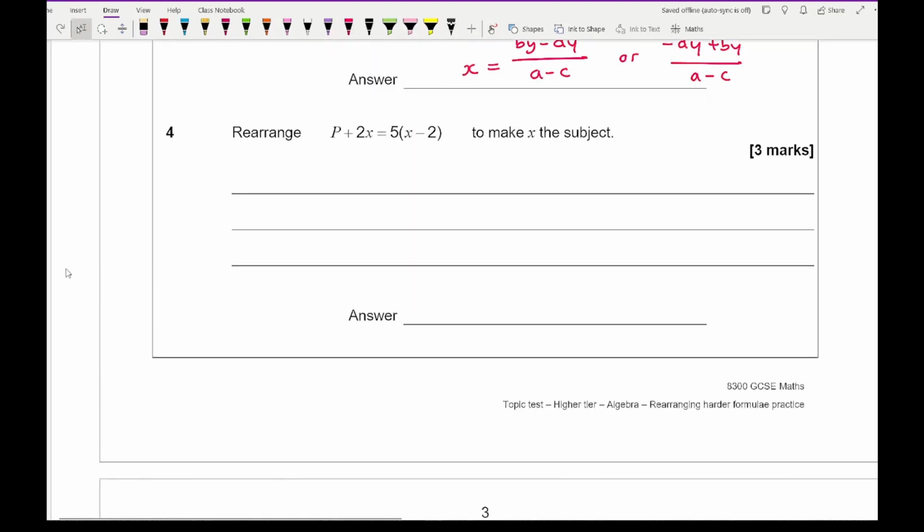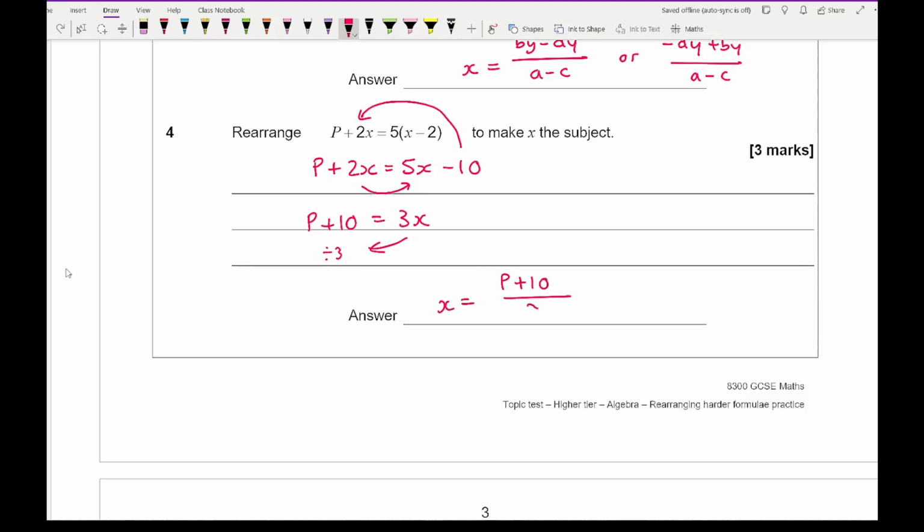Moving on to question 4, it says rearrange p plus 2x equals 5 lots of x minus 2 to make x the subject. Now with this, what we want to try to do here is expand the brackets first, so p plus 2x equals 5x minus 10. Then take the x's all onto one side, everything else onto the other. So I'm going to take the 10 over to this side and the 2x over to this side. So I end up with p plus 10 equals 3x. And then divide by 3. So I end up with x equals p plus 10, all divided by 3.